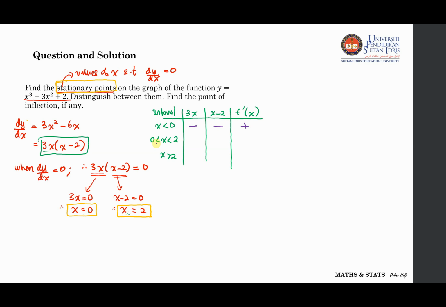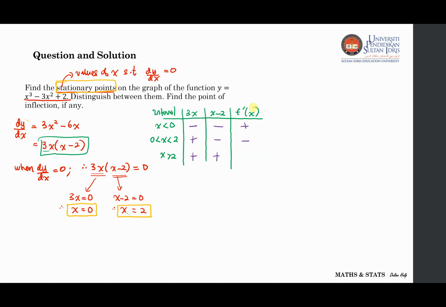Next, if you consider any value of x between 0 and 2, for example 1, 3x is going to be a positive sign, and 1 minus 2 is going to be a negative sign. So if you multiply these two factors, the answer is going to be negative. Next, if you consider any value such that x is greater than 2, for example 3, this is going to be a positive value, and this is also going to be a positive value. Therefore, the sign of our first derivative, dy dx or f prime x, is going to be positive.